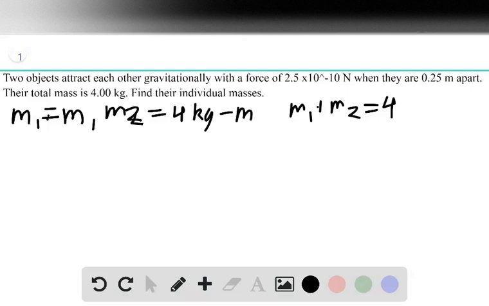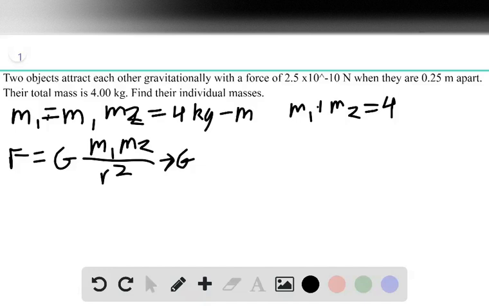Okay. So we can also assume that these are point masses because we have an equation for that. So gravitational force is equal to the gravity constant, M1, M2 over R squared. That's an equation that we have for the gravitational force between two point masses with a radius of R separating them. Okay, so now we replace M1 and M2 with the values we have. So G, we're going to have m times 4 kilograms minus m over R squared.